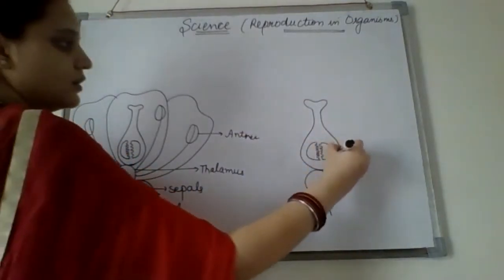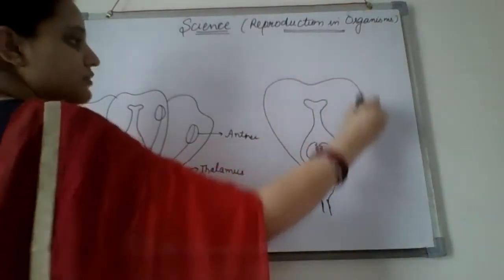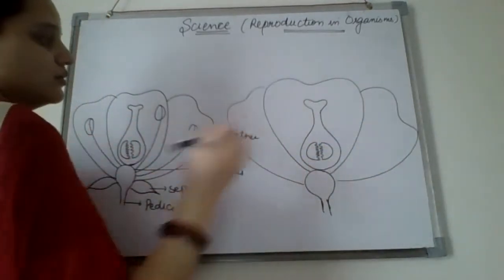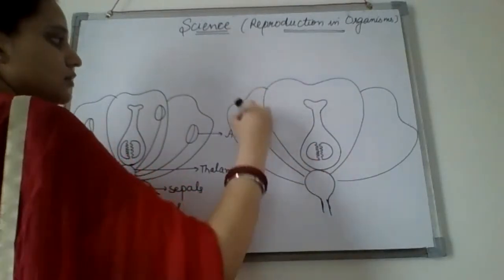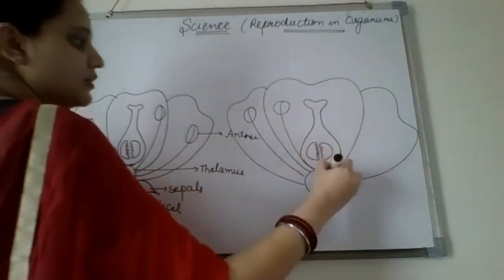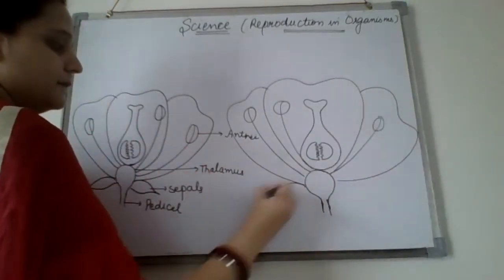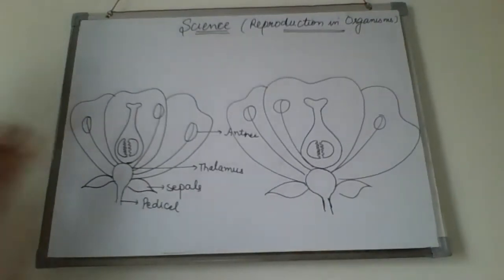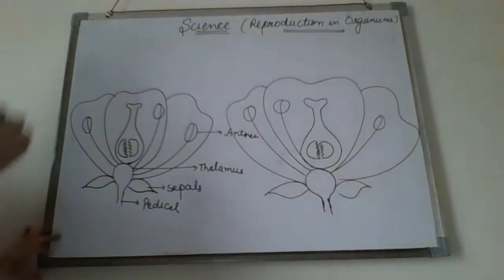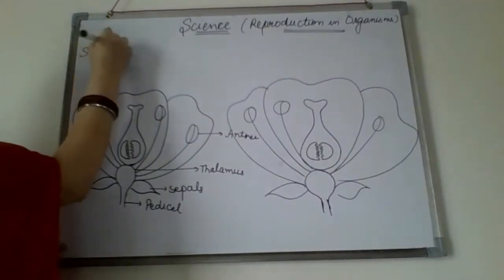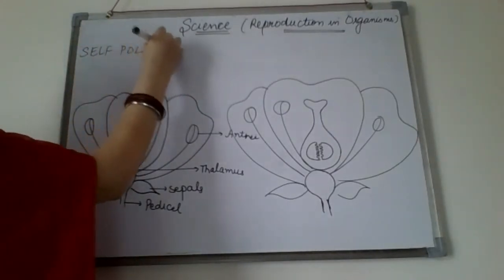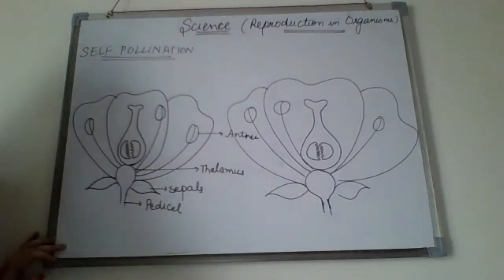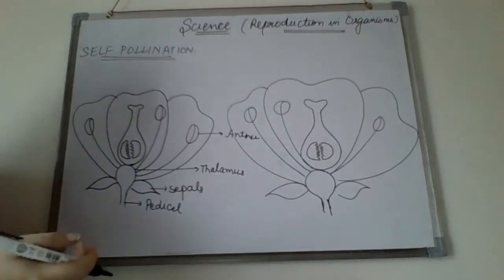So this you have studied in your previous class, right? The diagram of a flower. I have drawn two flowers here. So let's discuss self-pollination. What is self-pollination actually?